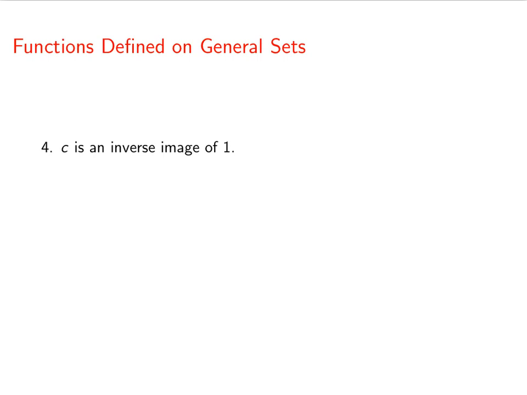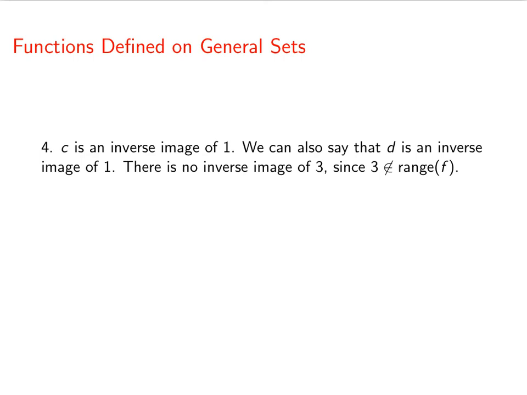We're going to say that c is an inverse image of 1. The language here is very important. It's an inverse image of 1. There are actually more than one inverse images of 1. We can also say that d is an inverse image of 1. There is no inverse image of 3 because 3 is not in the range of the function. There are no arrows that point to 3.